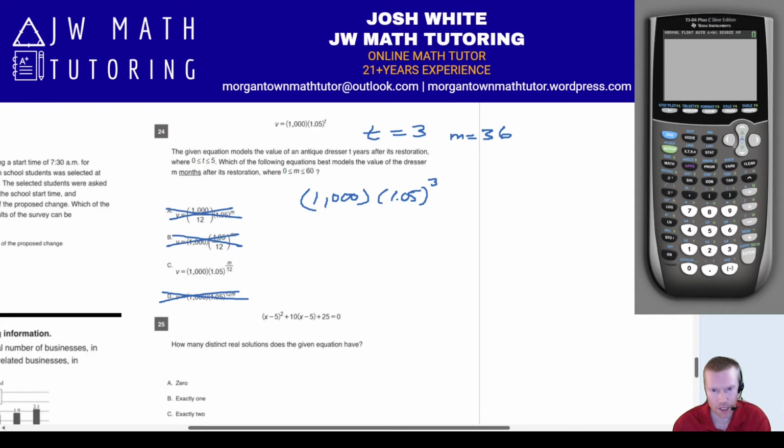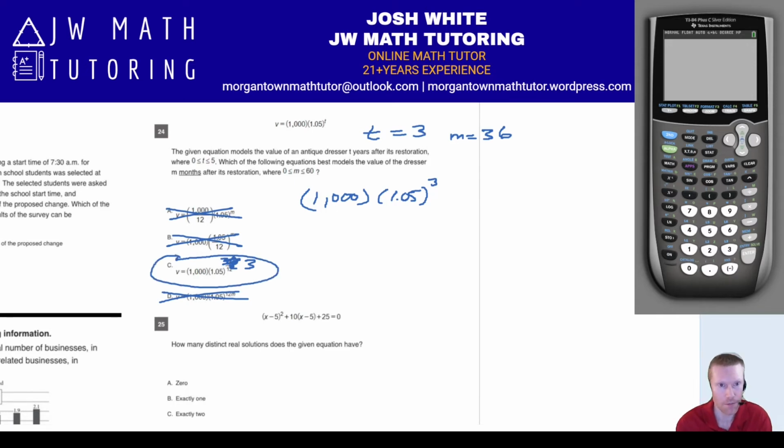But then if you look at C, notice if you plug in, say, 36 up here, 36 divided by 12 would just simplify to 3, and now it basically matches the original equation, when we plugged in just the straight value of t. So the answer choice is going to be letter C. That's going to be the correct answer.